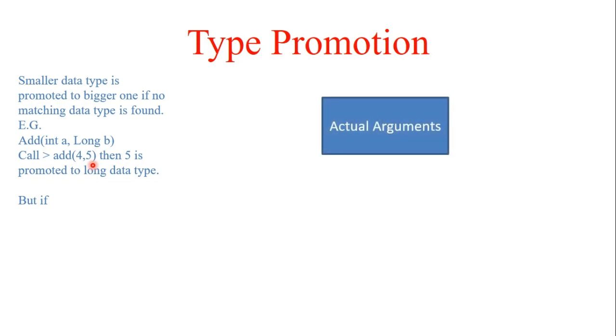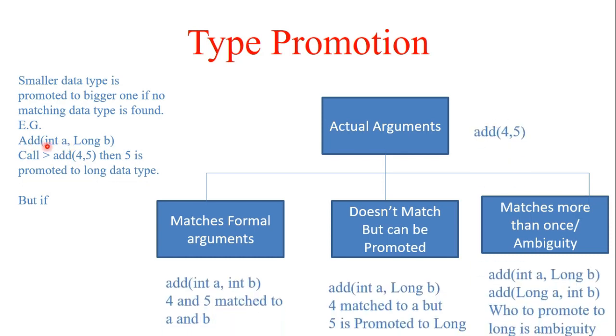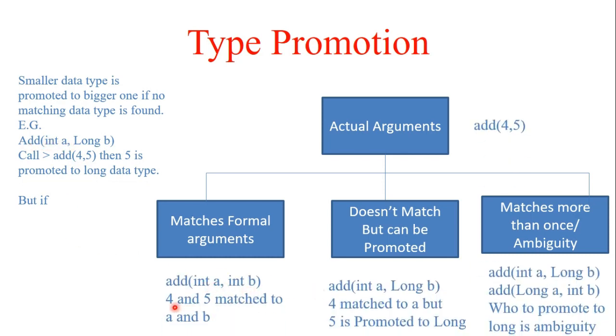But there is one problem in this type promotion, and this is where the main interview question arises. Basically, we can change the type of actual arguments. These are actual arguments and these are formal arguments, right? So there can be three cases. If I have add(int a, int b) and 4 and 5 match, here 4 and 5 match int a and int b, hence it happily calls my int a, int b method. The second case is when the method is int a, long b, and 4 is matched to a, but 5 is promoted to long, and then this method, int a, long b, is called.